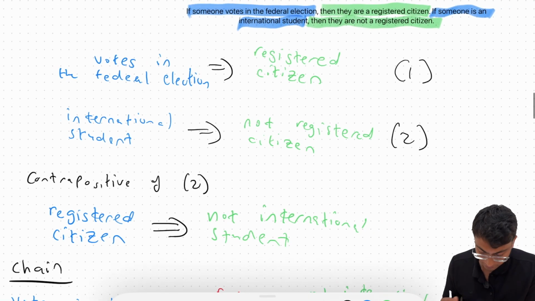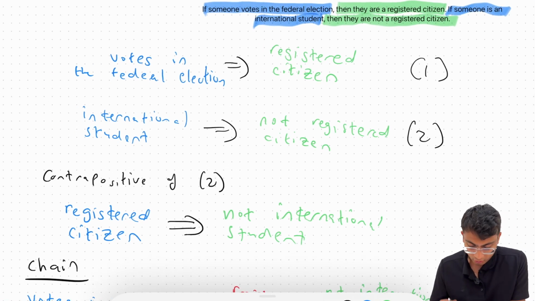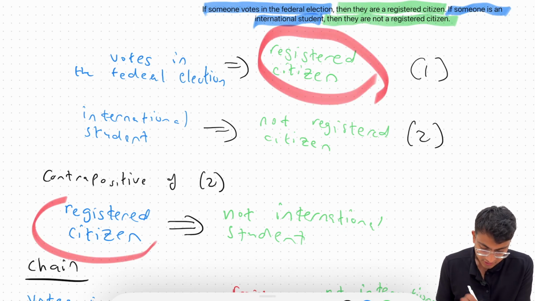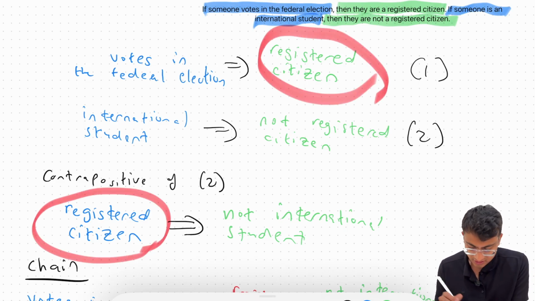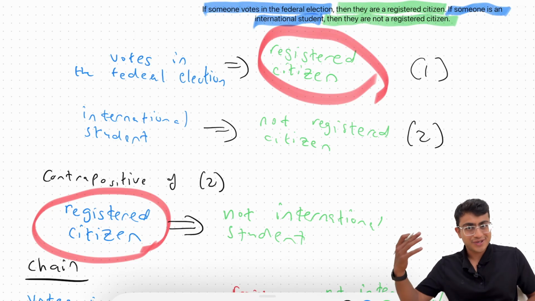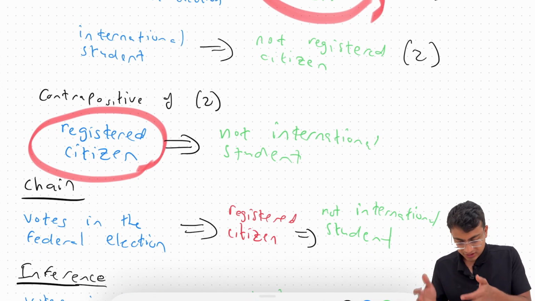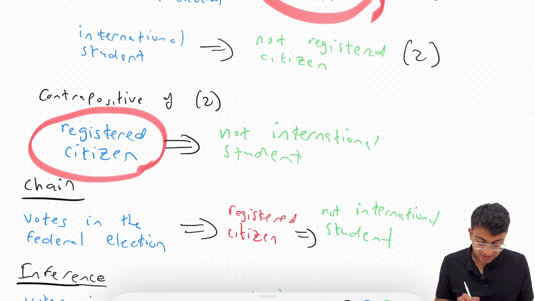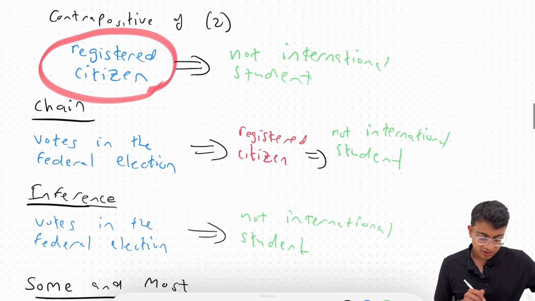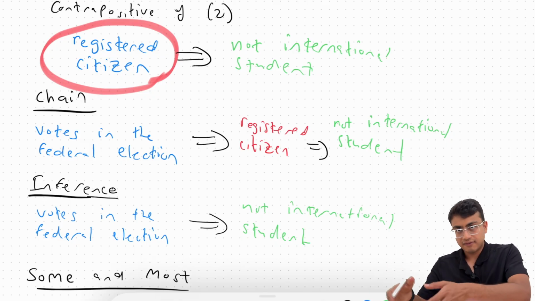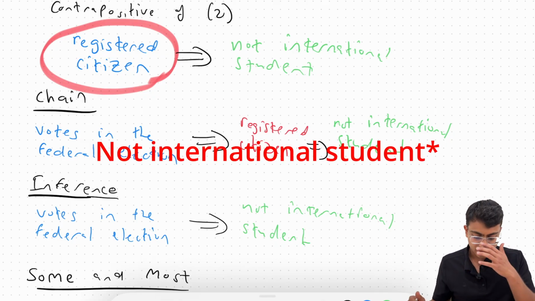And now if you can see, if we look at diagram 1 and the contrapositive of diagram 2, we have registered citizen appearing on the right and registered citizen appearing on the left. So we can actually chain the two diagrams, and this is what we get. Votes in the federal election, registered citizen as the common link, not an international student. And from this, we can directly infer votes in the federal election, not a registered citizen.